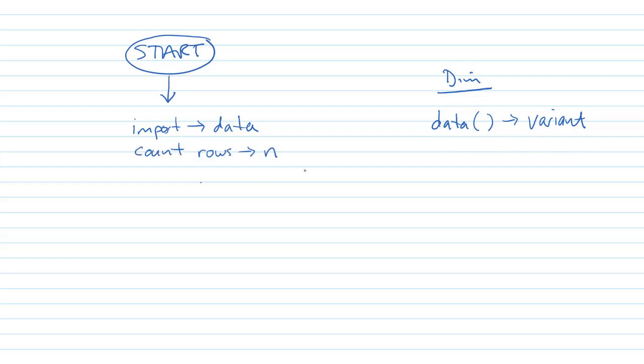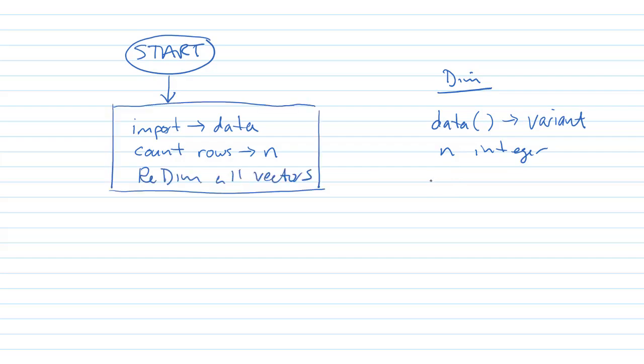Next, we're going to count rows. We're going to store that in a variable n. N is going to be an integer. Next, we're going to redim, and we're also going to have a couple more vectors in here, which I will define in a little bit, but we're going to redim all vectors. One of the vectors we're going to create is just going to be the x values. Then we're also going to create the y values, so we're going to extract the first column from data and define that as our x vector. We're going to extract the second column of our data array and define that as the y values. These are both going to be doubles.